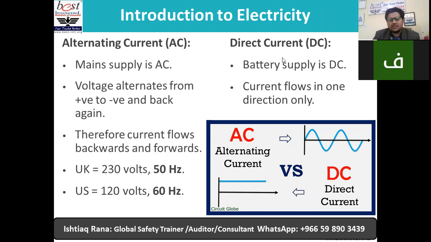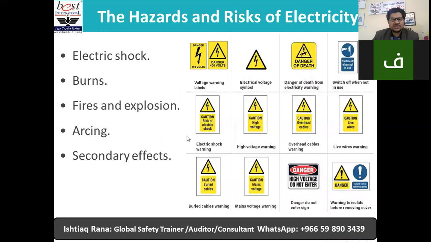Now, what is DC? Direct current, like a battery supply. In DC, current flows in one direction only. Look at the diagram: this is alternating current, zigzag, and direct means direct, no obstruction at all.